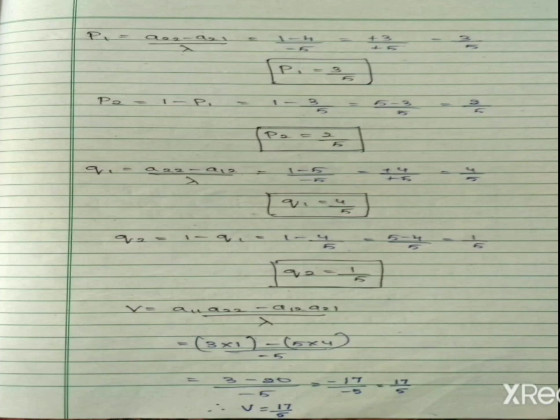Finally, we have to come with the value of the game, that is A11 A22 minus A12 into A21 divided by lambda. So 3 into 1 minus of 5 into 4 divided by minus 5. So 3 minus 20 divided by minus 5, that is equal to minus 17 divided by minus 5, that is equal to positive 17 divided by 5. So the value of the game is 17 by 5.